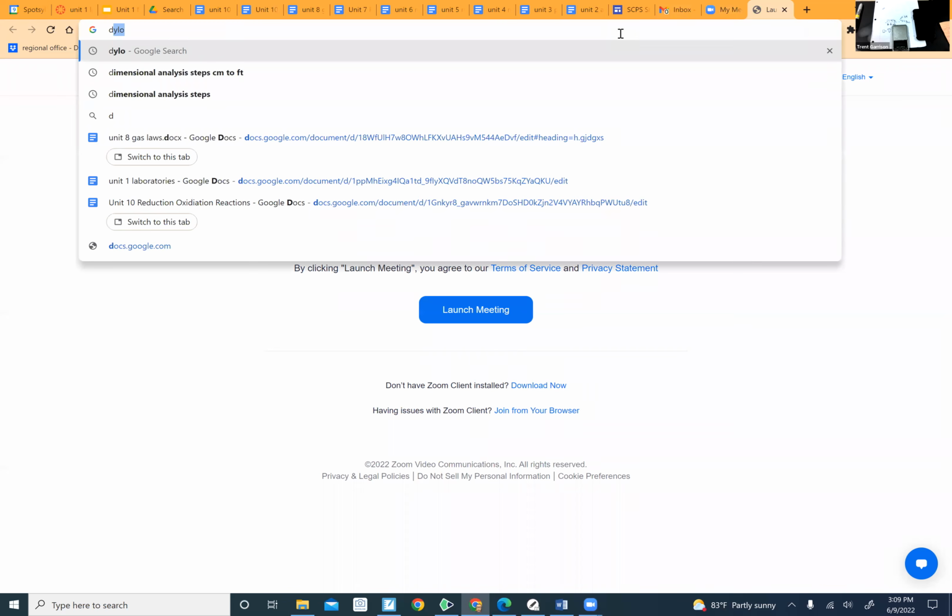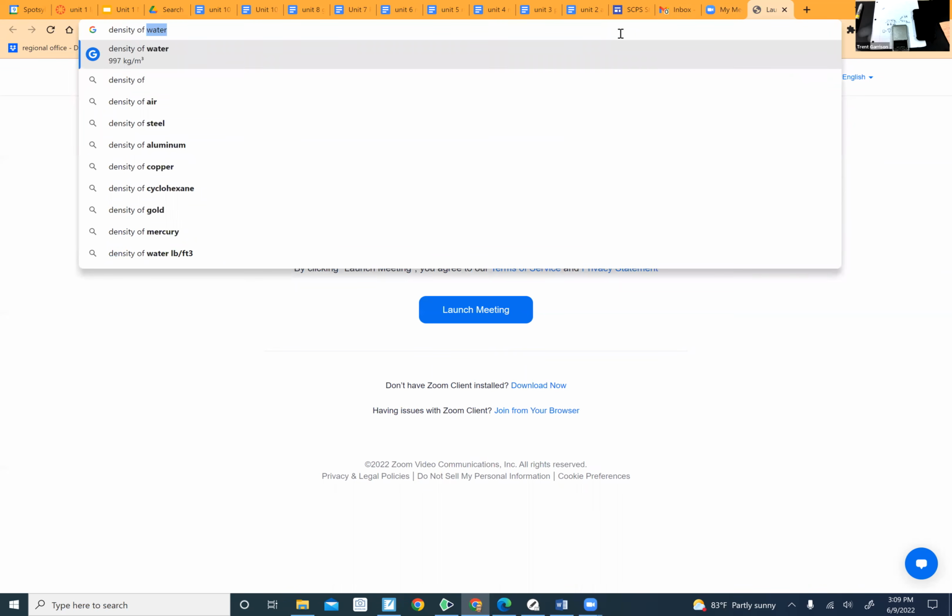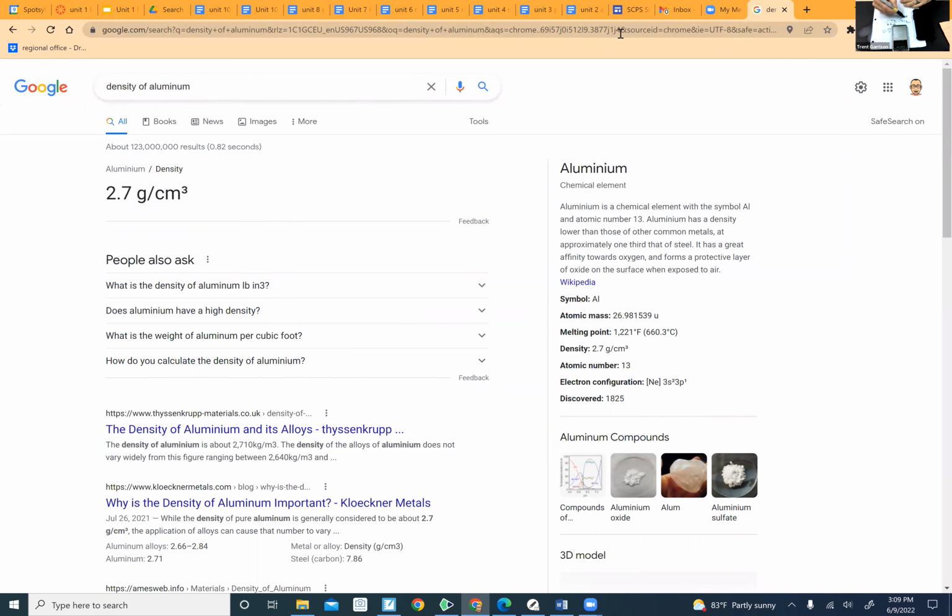So density of aluminum, 2.7. Oh, I'm off by a lot. Let's try 2.7. Now it's not so bad. My density is not so bad, but we're going to have to calculate the error associated with this one. So the error formula, let me write this, percent error is equal to correct minus wrong divided by correct times 100%.